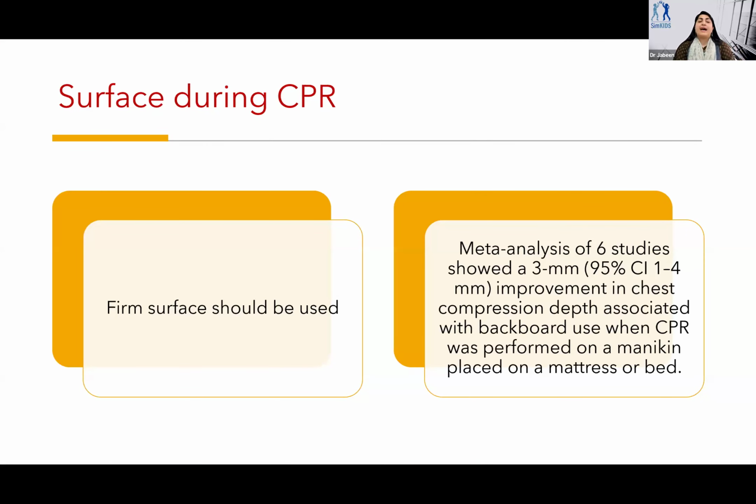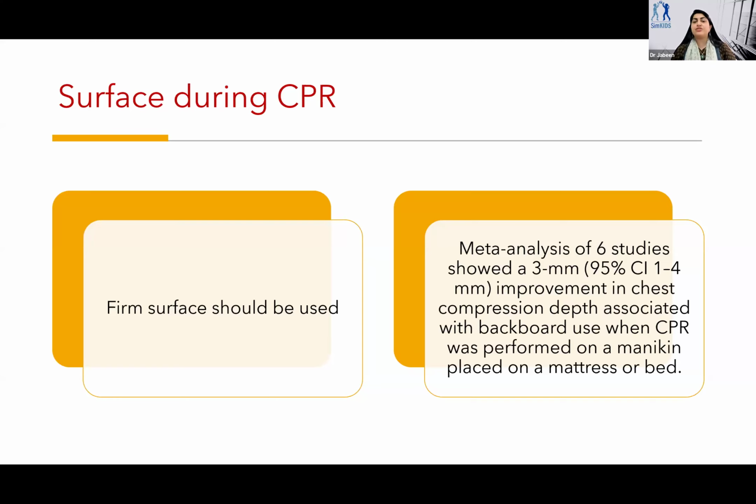One important thing which we sometimes miss or do not pay attention to is the surface during CPR. There is a lot of emphasis on using a firm surface while doing CPR, because there are multiple studies, but one study to quote here is a meta-analysis of 6 major studies that showed a 3 millimeter improvement in chest compression depth when a backboard was used. It is a simulation based study done on a mannequin, but all the factors were controlled. So you can imagine how important it is to put a firmer surface when you are doing CPR.